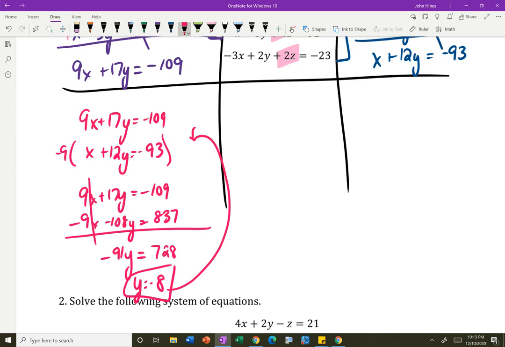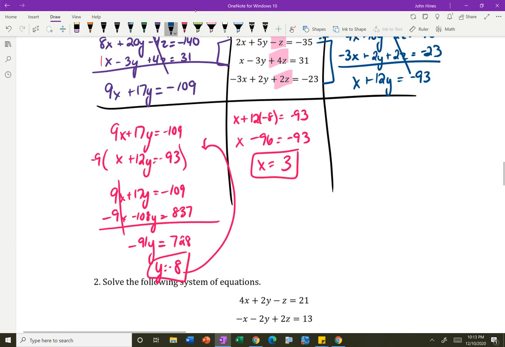I'm going to plug that in here. So x plus 12y equals negative 93. x plus 12 times negative 8 is negative 96, equals negative 93. So then I add 96 to both sides and get x equals 3.